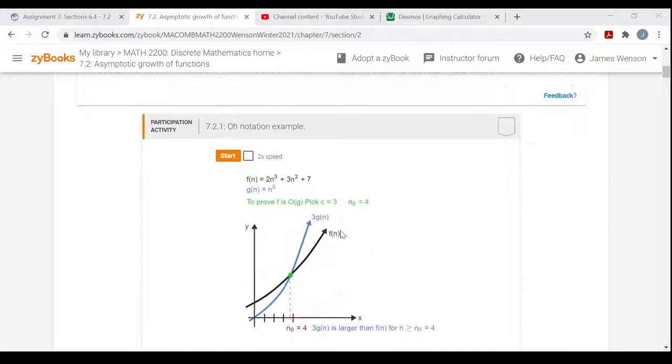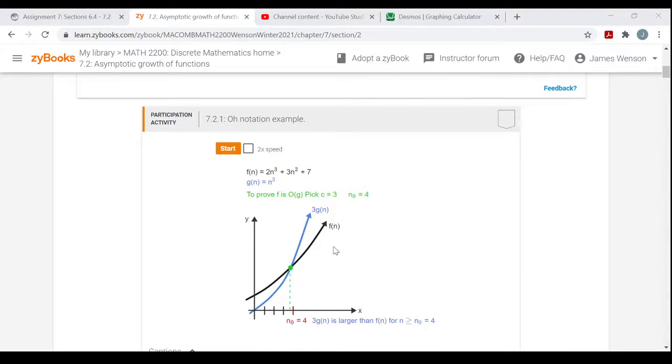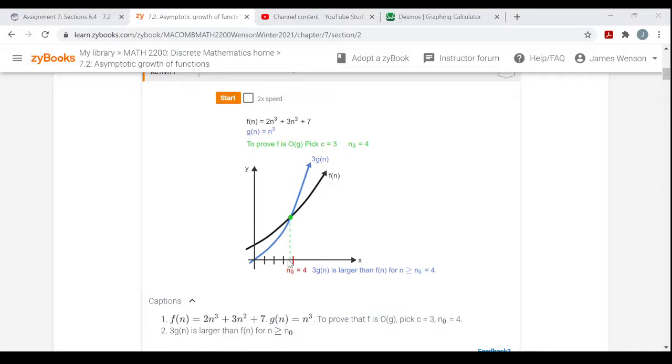So for any value greater than or equal to 4, I'm sorry, f is lower. So for any n greater than or equal to 4, f of n is less than or equal to 3 times g of n. There's a positive number c and a positive number n sub 0, such that when you're beyond n sub 0, f is less than or equal to c g. That multiple of g is eventually larger. Now, it didn't have to be these numbers. It didn't have to be 3 and 4.